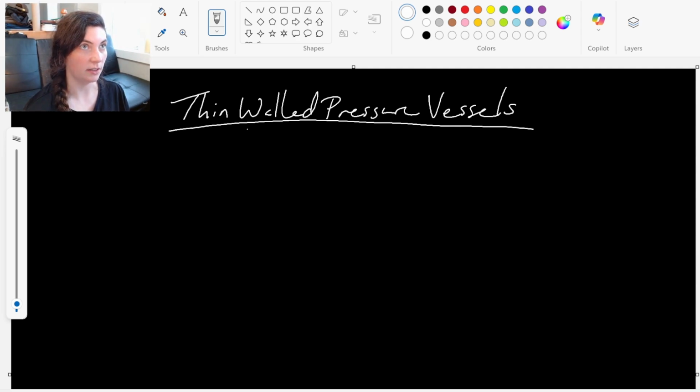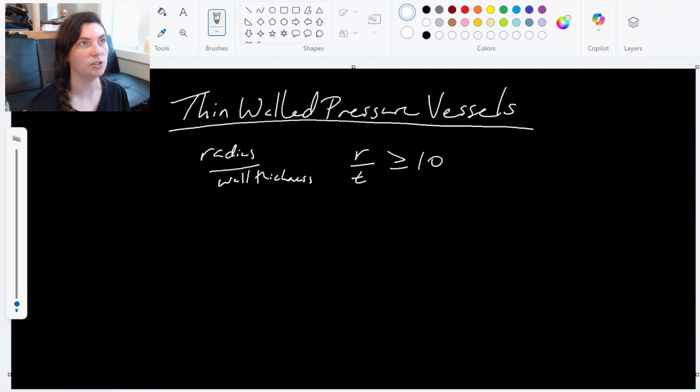A couple things on this: the way we define thin-walled lets us take some shortcuts when we're calculating this stress. But to be a thin-walled vessel, you need to have a radius to wall thickness ratio, or R over T. We want that ratio to be greater than or equal to 10, so that the radius is at least 10 times larger than the thickness of the shell itself, of that pressure vessel.